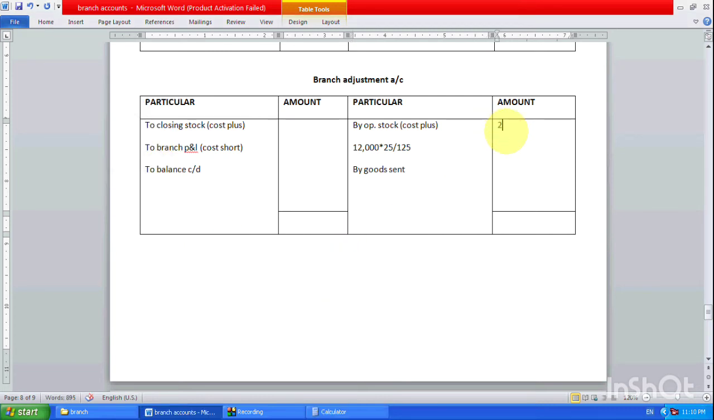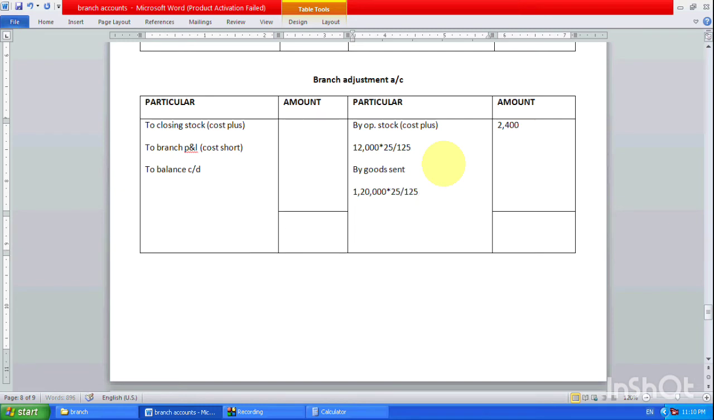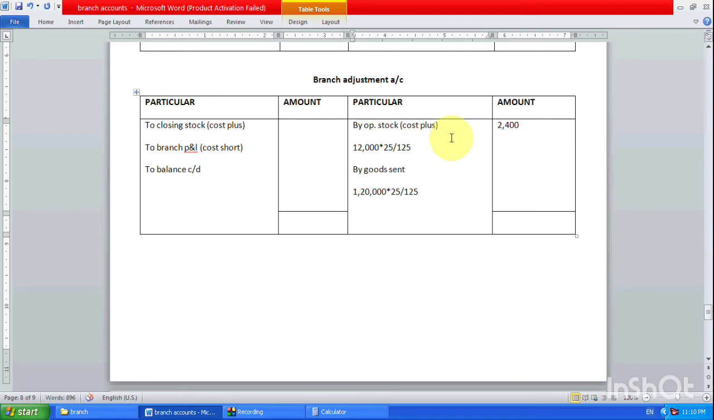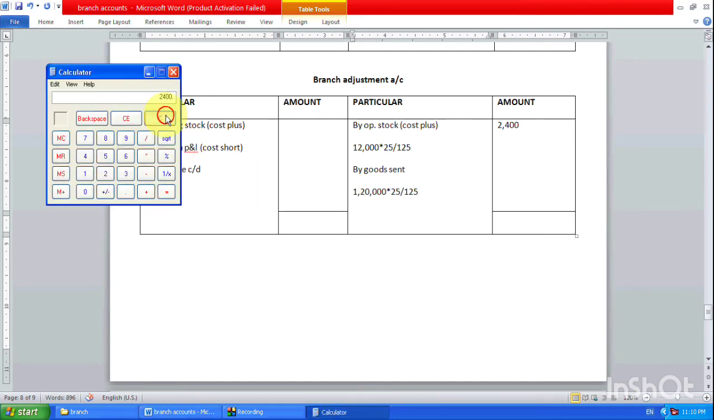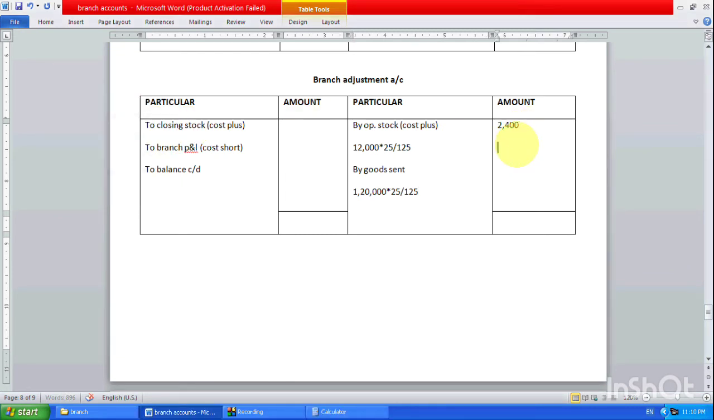2,400 we are getting as an extra cost plus amount in opening stock. Now calculate for goods and amount. It's 1,20,000 into 25 divided by 125. See, I'll show you on the calculator here. 1,20,000 into 25% divided by 125.